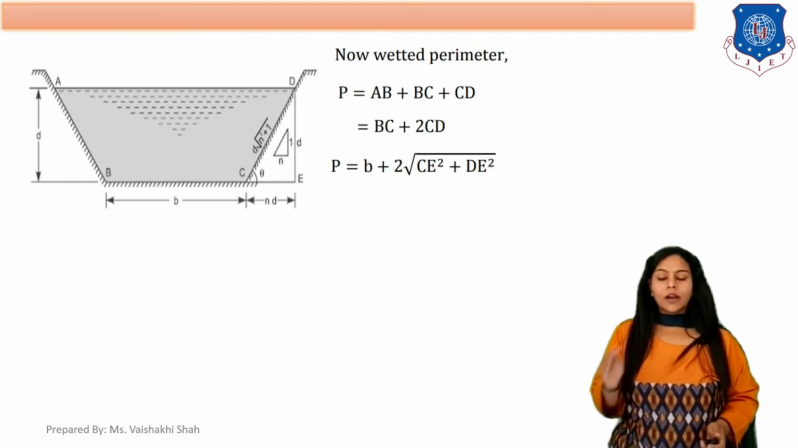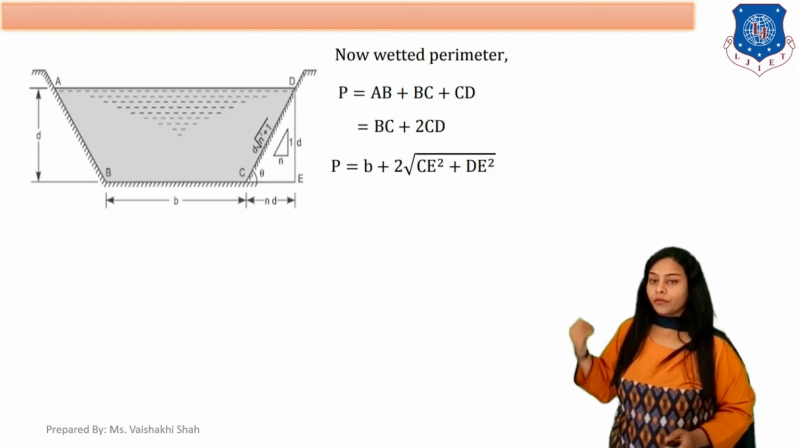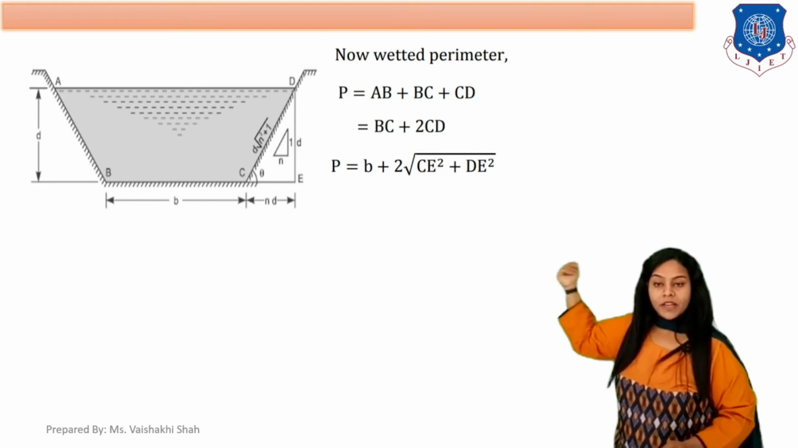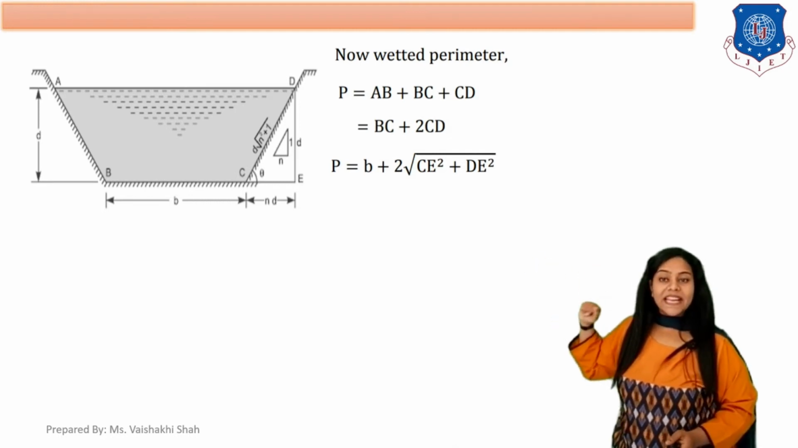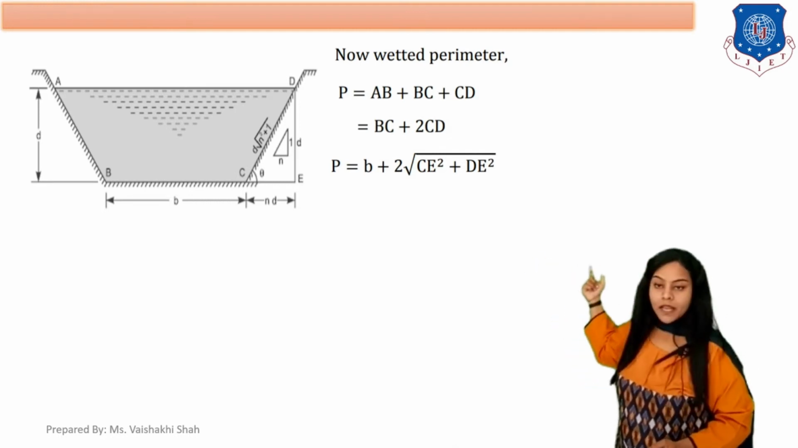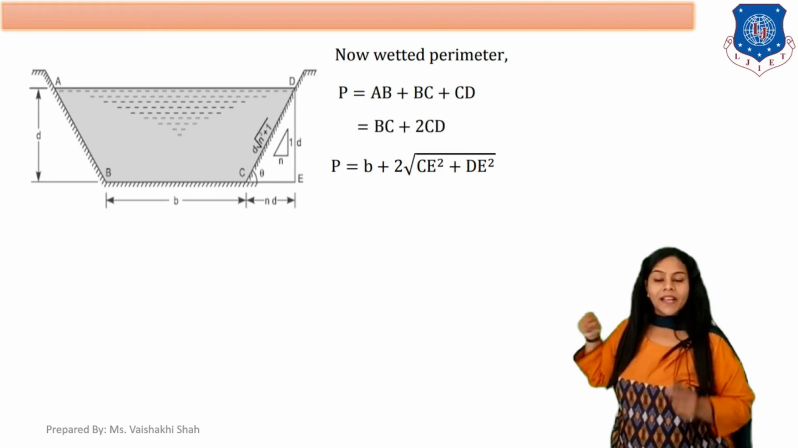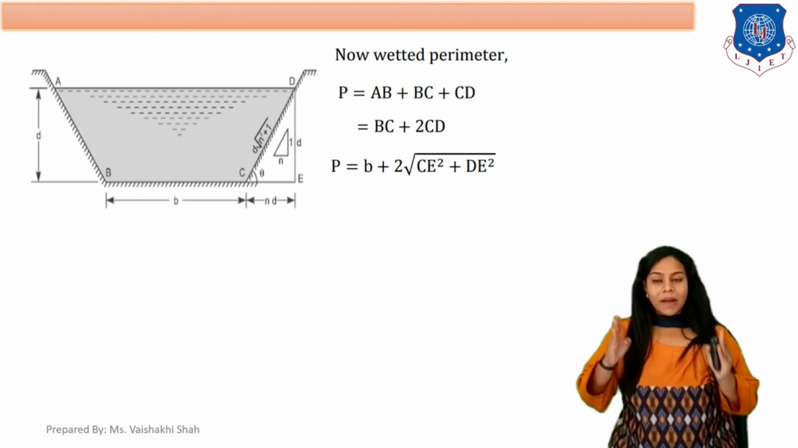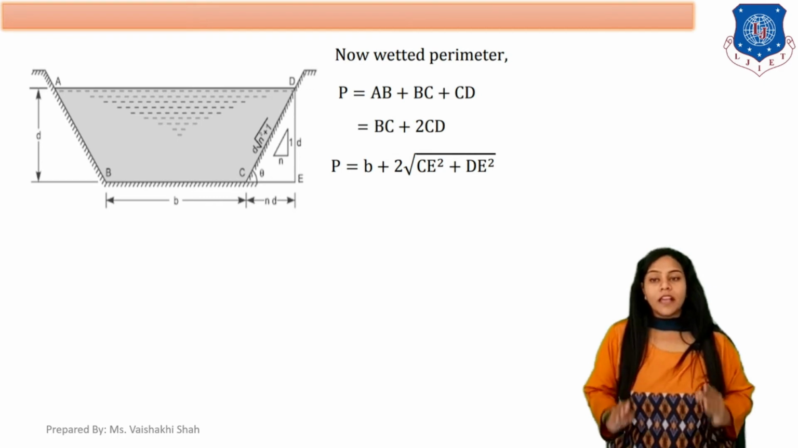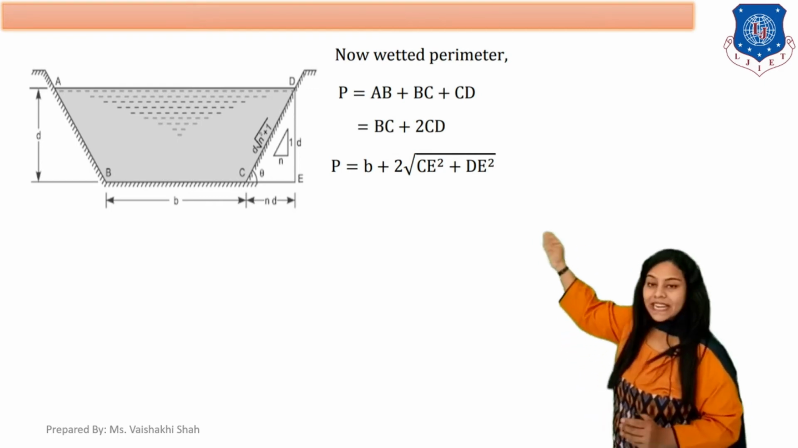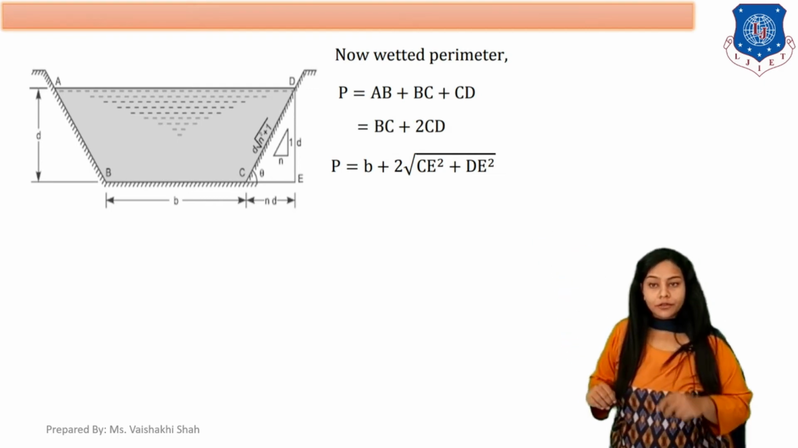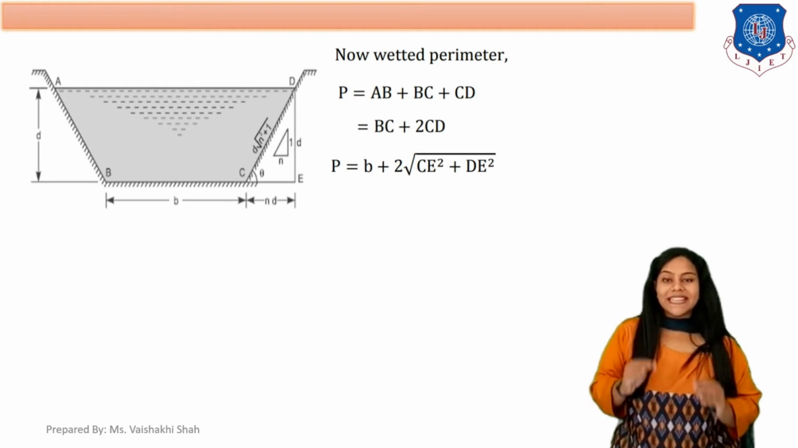Now, what is BC here? From the diagram you can see that BC equals B, the base width. And for 2 times CD, by applying the Pythagoras theorem you get CD equals the square root of CE square plus DE square.